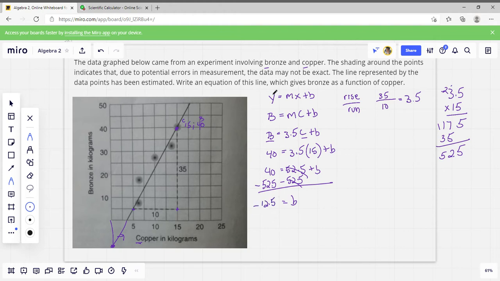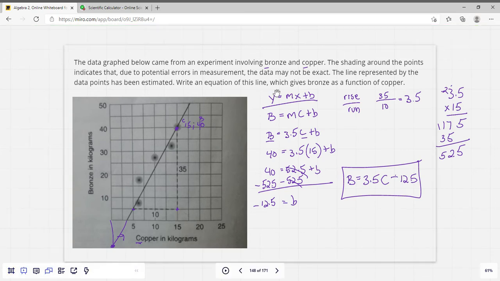And we're going to get b equals negative 12.5. So our equation, we're just going to use our formula, y equals mx plus b. Our y value is our B for bronze. Our m is 3.5. Our x value would be C for copper. And then our b value is minus 12.5. And that's the answer to that one.